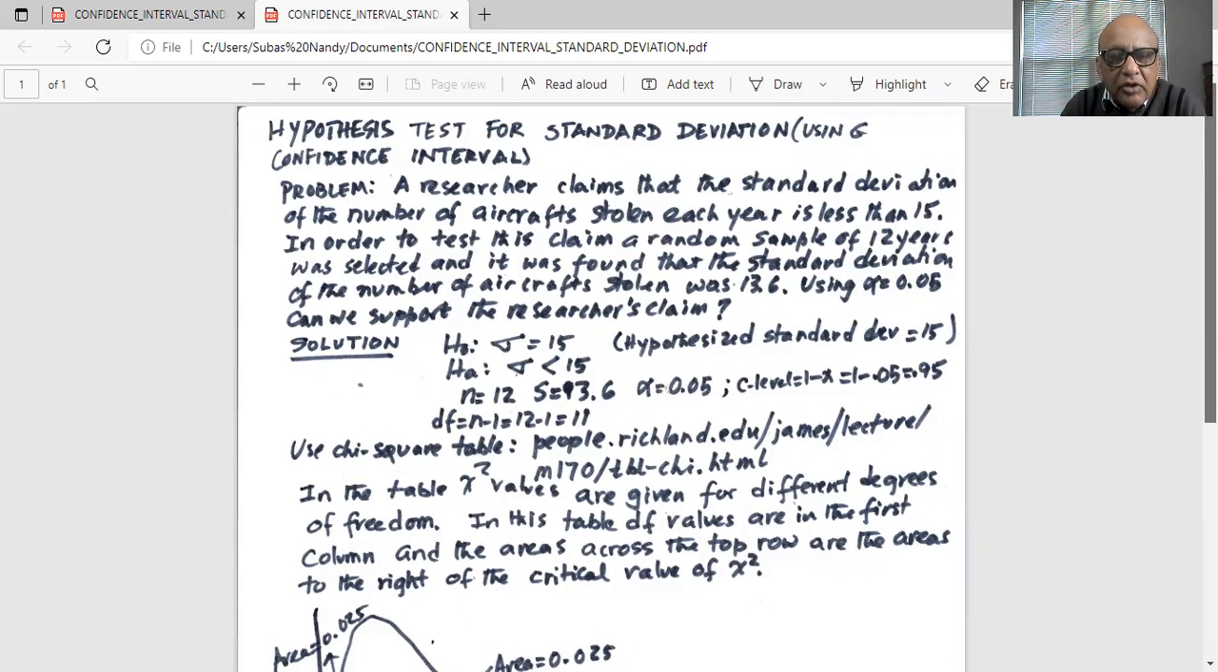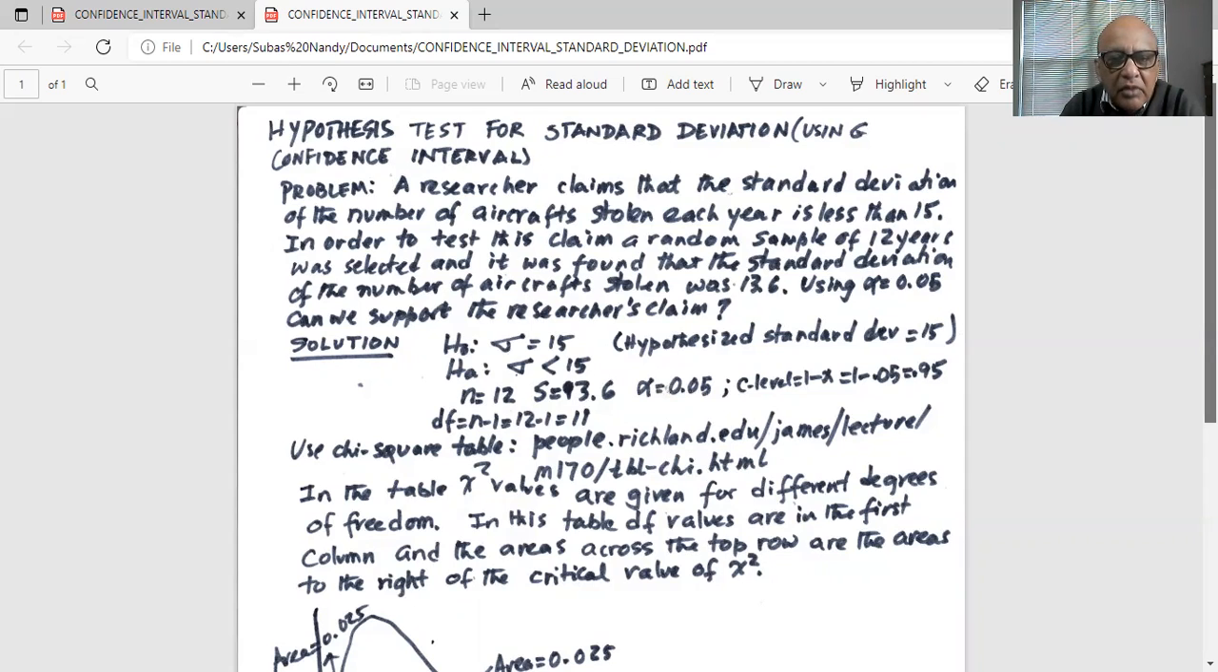So the null hypothesis is sigma equal to 15. So the hypothesized standard deviation value is 15. The alternate hypothesis is the claim, sigma less than 15. Here, sigma is the population standard deviation.